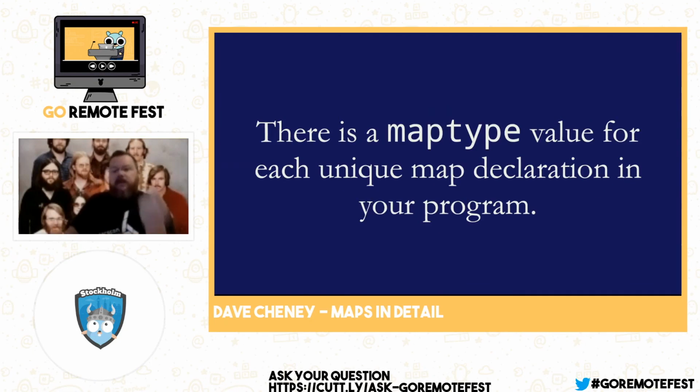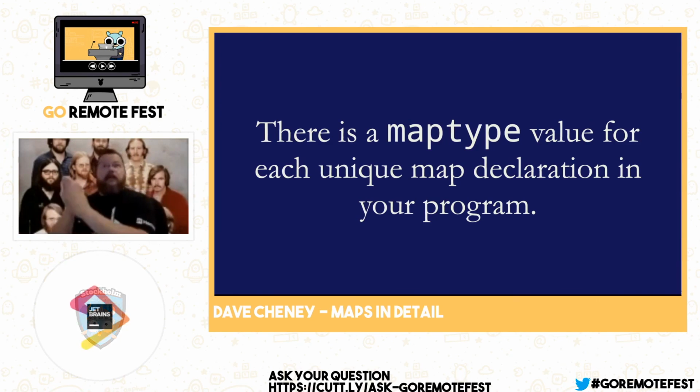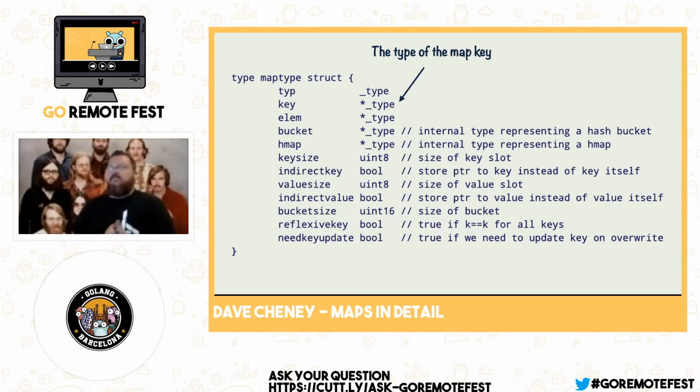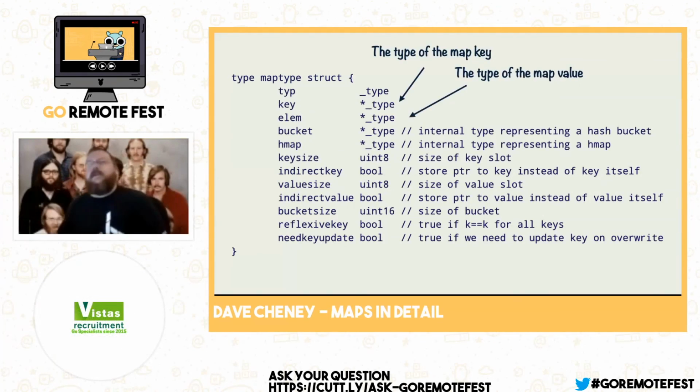So instead of there being in your Go program one map implementation per key and value, there is one map type value, and it's effectively a configuration struct. Let's have a quick look in here. As I said, it's a struct. It's just metadata about this particular map. We have the type of the key and the type of the value, and these are pointers to underscore type, which is another type declared in the runtime.